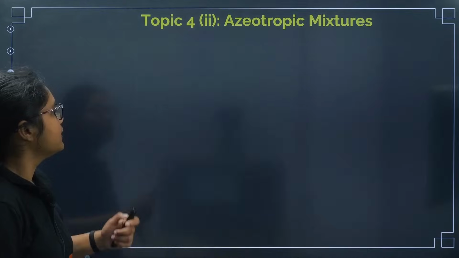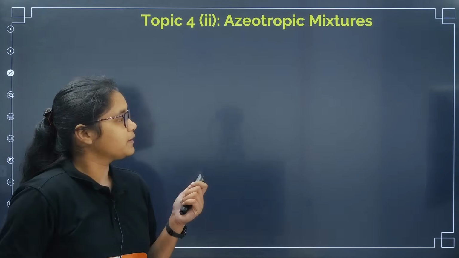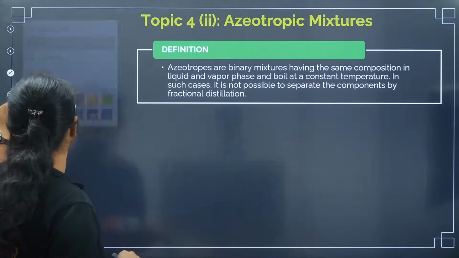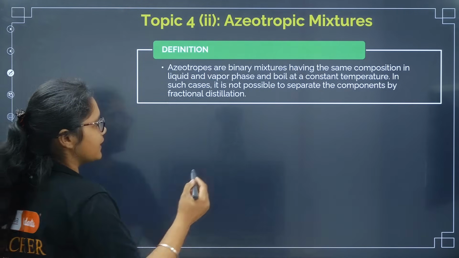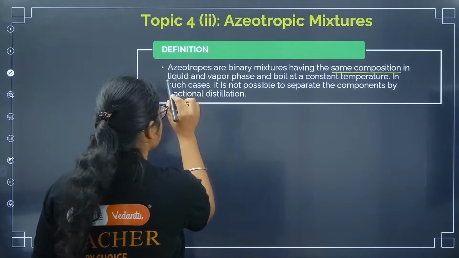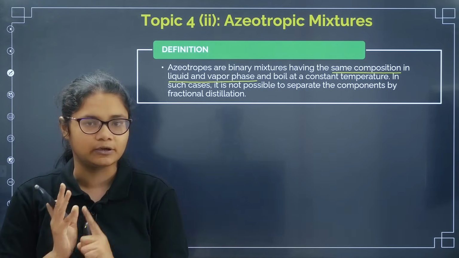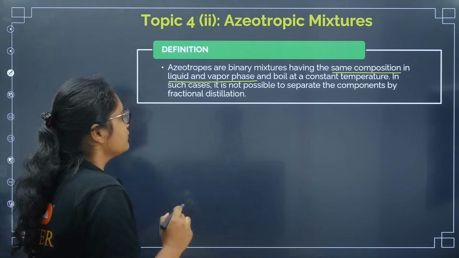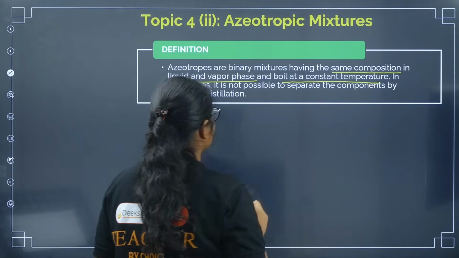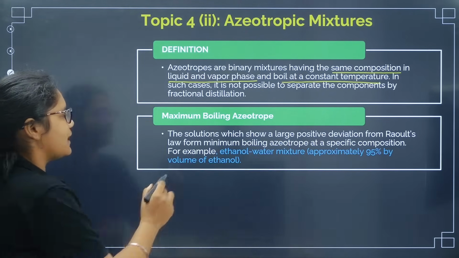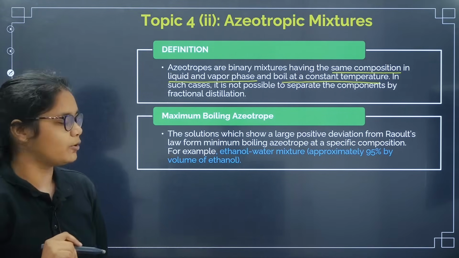Okay. Now coming to azeotropic mixture. So what is azeotropic mixture? Just the definition you should know: they have the same composition in the liquid and vapor phase. You only have to write this much: same composition in liquid and vapor phase. Now they boil at a constant temperature. Now this is also of two types: maximum boiling azeotrope and minimum boiling azeotrope.